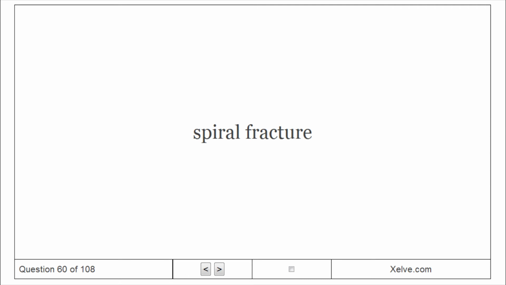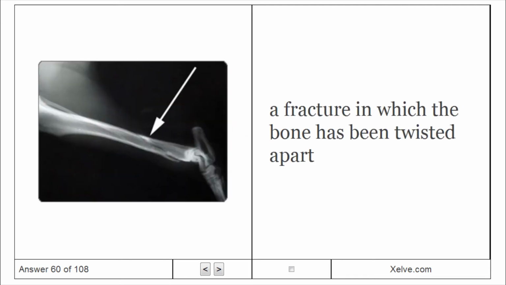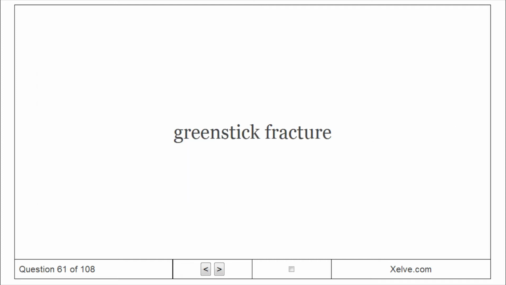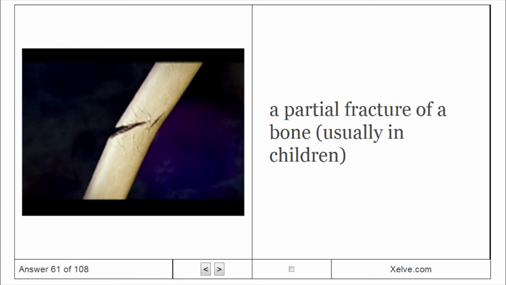Spiral fracture. A fracture in which the bone has been twisted apart. Greenstick fracture. A partial fracture of a bone, usually in children.